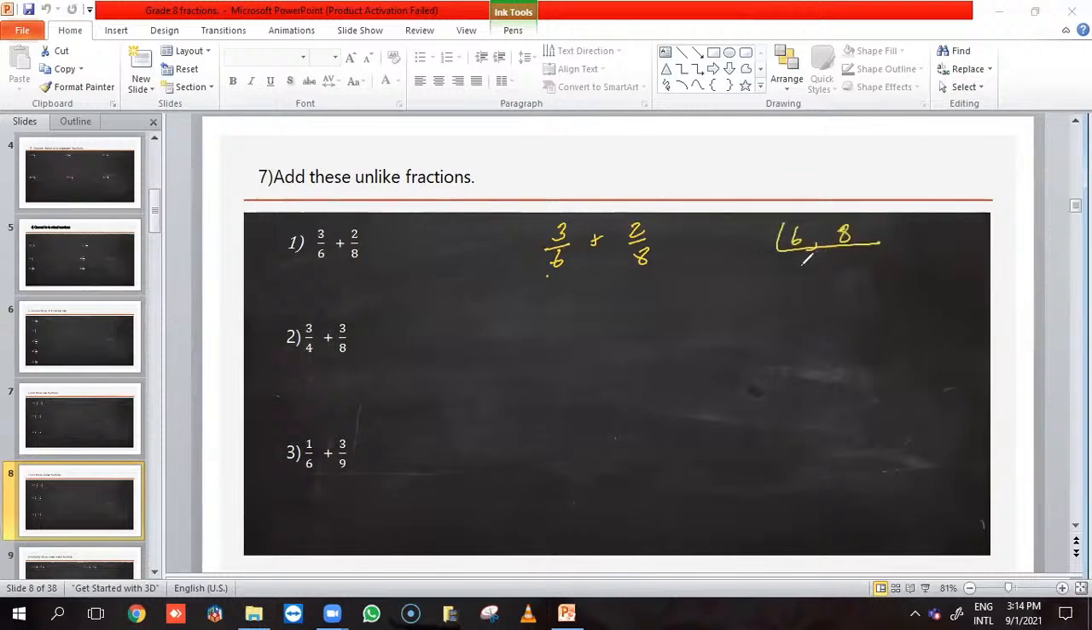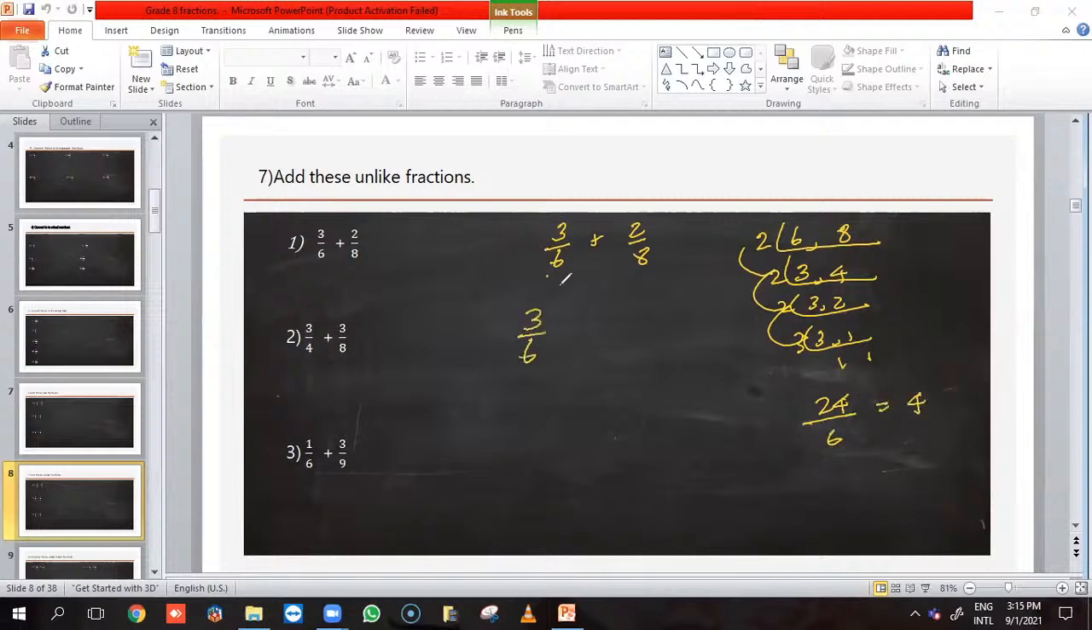Divide by 2, that is 3. Divide by 2, that is 4, again by 2. 3, 2, divide by 2. 3, 1, divide by 3, 1, 1. 2 times 2, 4 times 2, 8 times 3, 24. Now 24 divided by 6, how many 6s? 4. Then you can write here 3 over 6. To convert this to common denominator, multiply this by 4, this is also by 4. Then add.